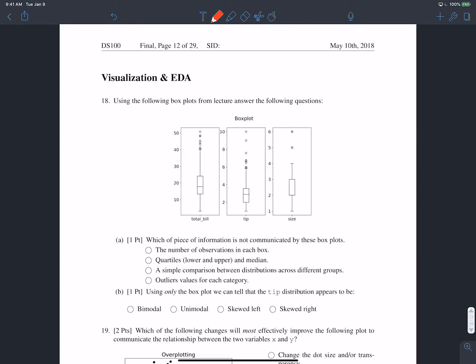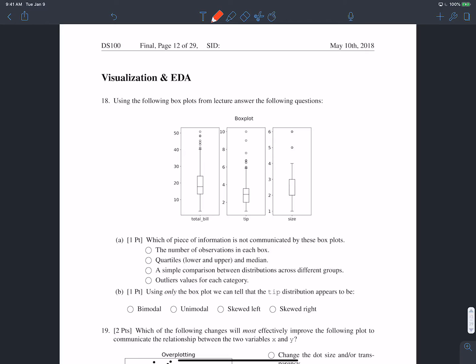Now let's talk about the visualization and exploratory data analysis portion of the exam. Okay, so first we're given three box plots, and part A is asking us which piece of information is not communicated by these box plots.